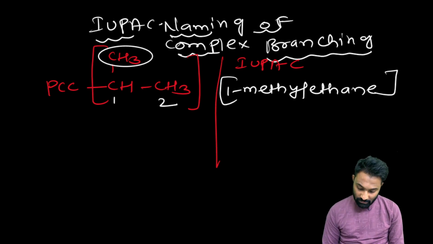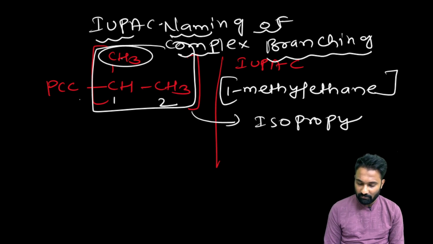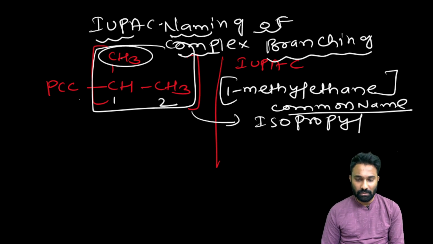Then the common name I already explained. For the carbon, if it has one hydrogen and the methyl groups as free substituents, this type of group we call isopropyl. The common name will be isopropyl. Done. IUPAC name will be 1-methylethyl and the common naming will be isopropyl. Now in this manner we have to give the IUPAC name.